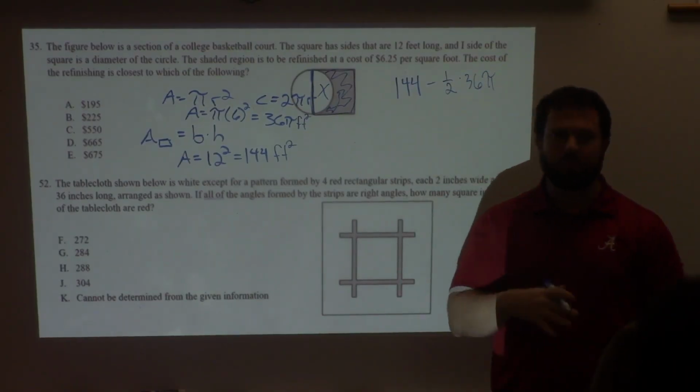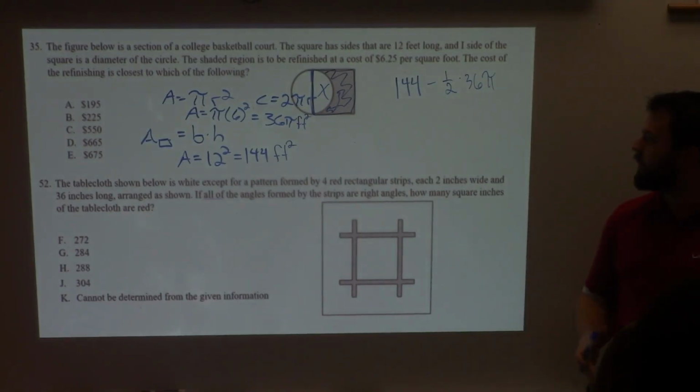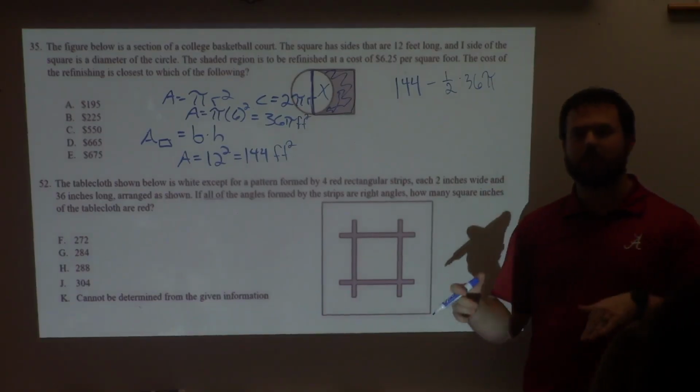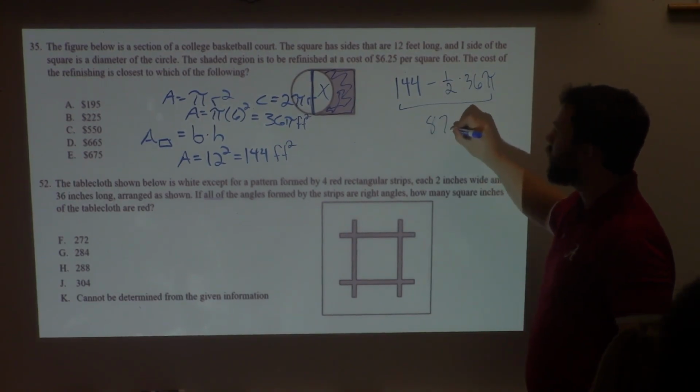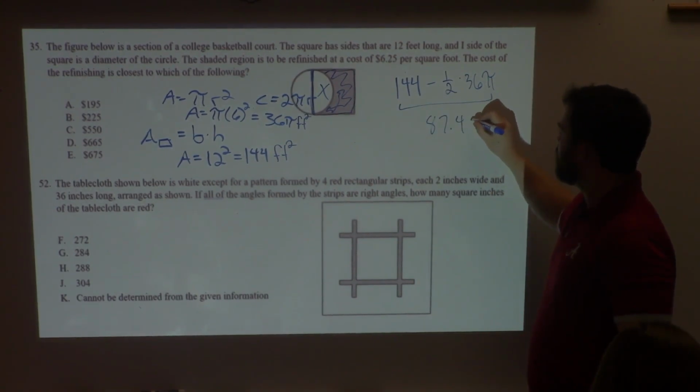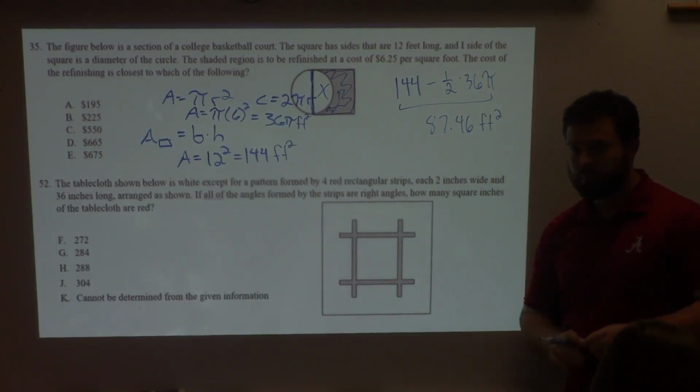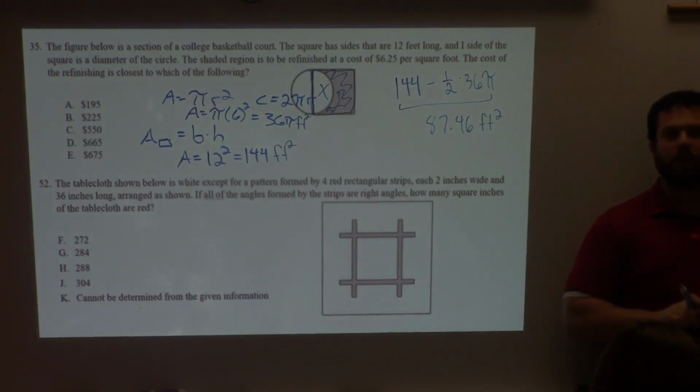So just go ahead and multiply it out to get rid of the pi. What do we get? 144 minus half of 36 times pi. That's 87.46. So this whole thing is 87.46 square feet. I'm gonna pause there for a second, because obviously that's not the answer, it's not one of those answer choices. What do you do from here to find the answer?